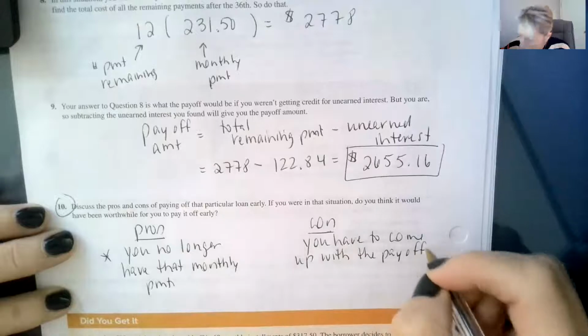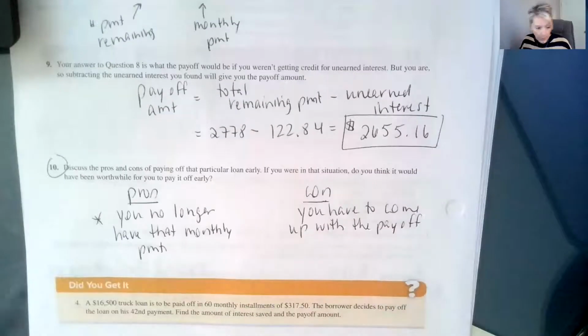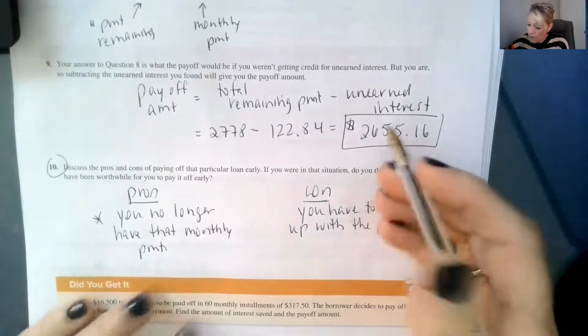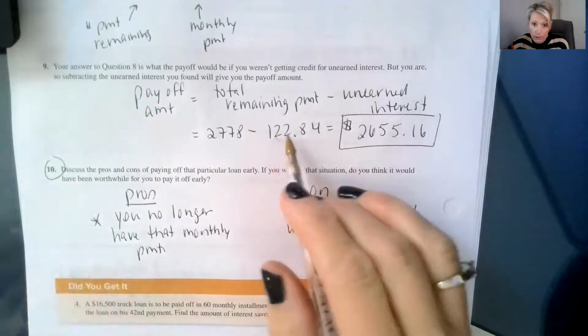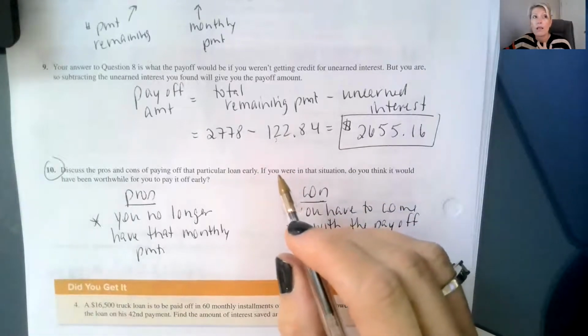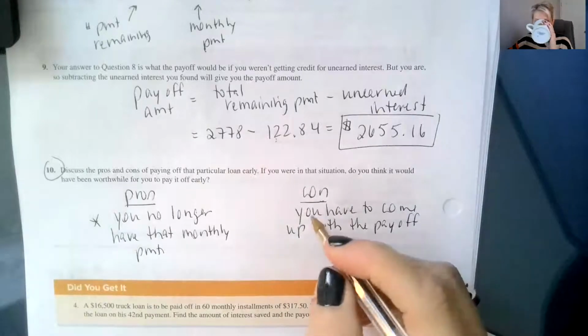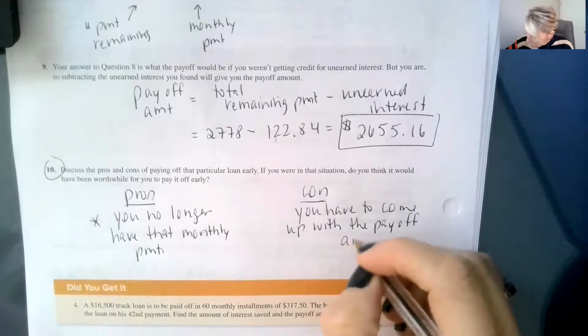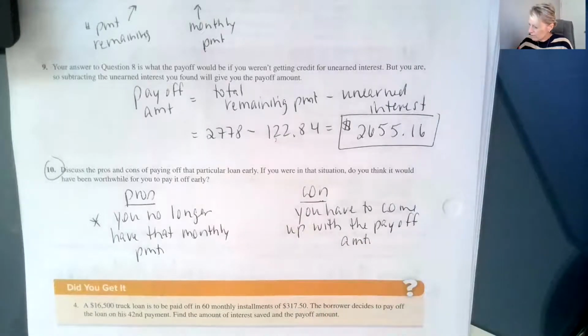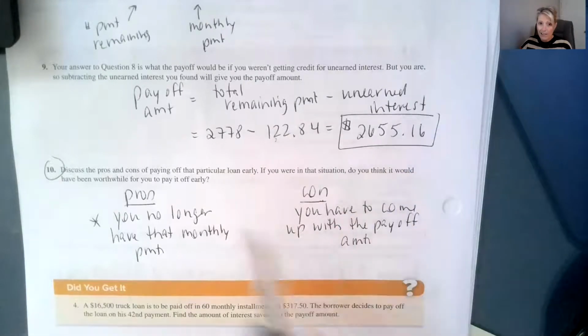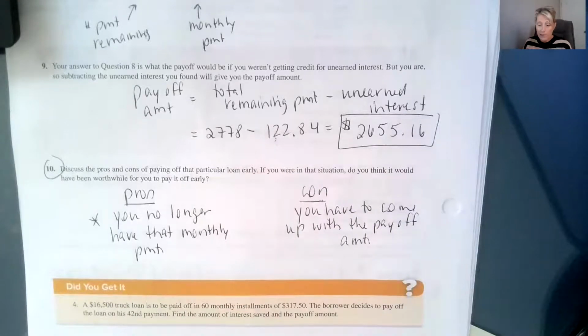Now, if you were blessed with a bonus at work, or grandma, grandpa, or mom and dad gave you a chunk of money, then that would be a blessing to use that money to pay it off, because you're saving $122 in interest that you would be paying the bank over the next 12 months. So definitely something to consider. But if you don't have the money up front, that $2,655.16, then you're going to have to just keep making your monthly payments and know that the $122.84 that you would pay in interest is worth it, because you are getting the car paid off. Sometimes slow and steady wins the race, is the way I see it.